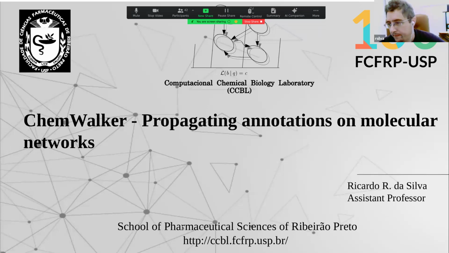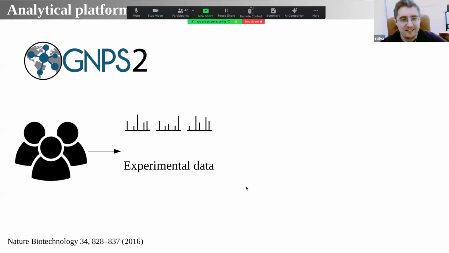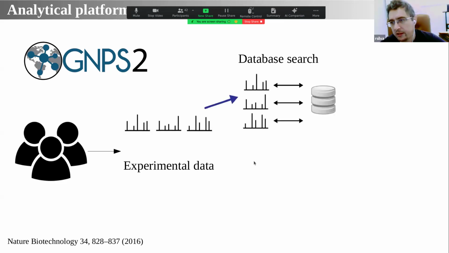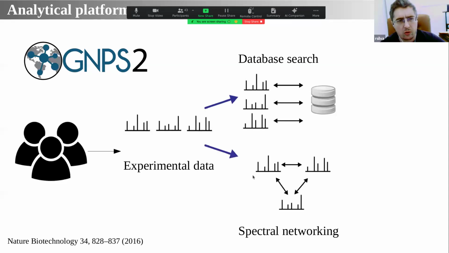So I believe GNPS needs no introduction, but it's just to show where the concept of propagation comes from. So we are used to apply GNPS to analyze our mass spectrometry data. We usually do that by searching spectral databases and also clustering our data with spectral networks, right? So the chemists are generally used with the graph representation where they have a hit on a library and they can manually propagate the annotation for the neighbor nodes.